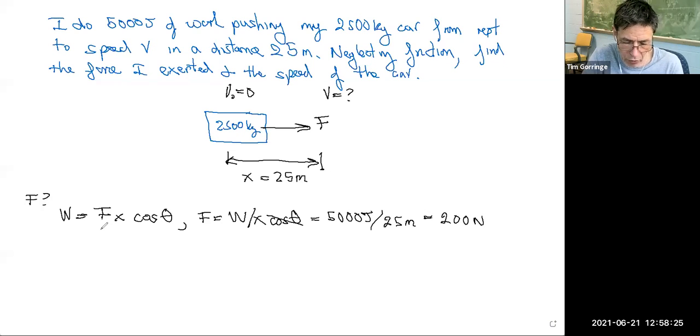And so that's the force based on that relationship between work done and forces. The idea that forces do work, that they transfer energy.